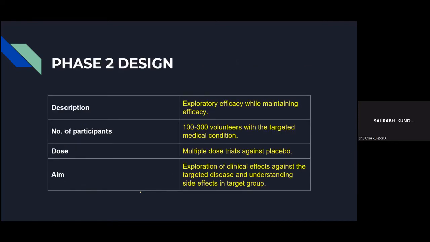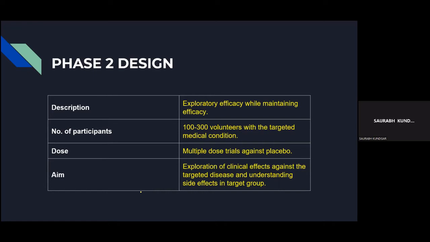So now we move on from phase 1 to phase 2. Phase 2 is also called the therapeutic exploratory phase, where the focus is on efficacy in a different number of subjects. Here the number of volunteers, or even volunteers with a medical condition, goes from 100 to 300. These volunteers, in the case of a vaccine, can be healthy, or in the case of another clinical trial, for example a diabetic clinical trial, they can be diabetic subjects.